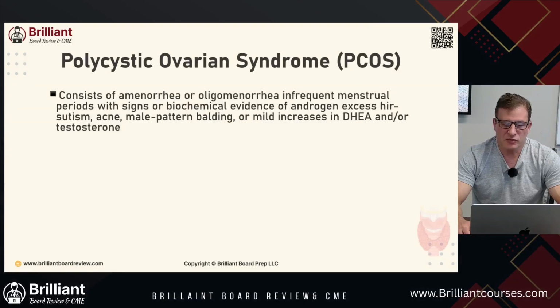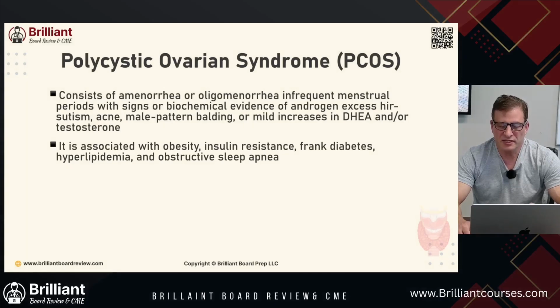Polycystic ovarian syndrome consists of amenorrhea, oligomenorrhea, and infrequent menses with signs of biochemical evidence of androgen excess: hirsutism, acne, male pattern balding, or mild increases in DHEA or testosterone. It is associated with obesity, insulin resistance, frank diabetes, hyperlipidemia, and obstructive sleep apnea.